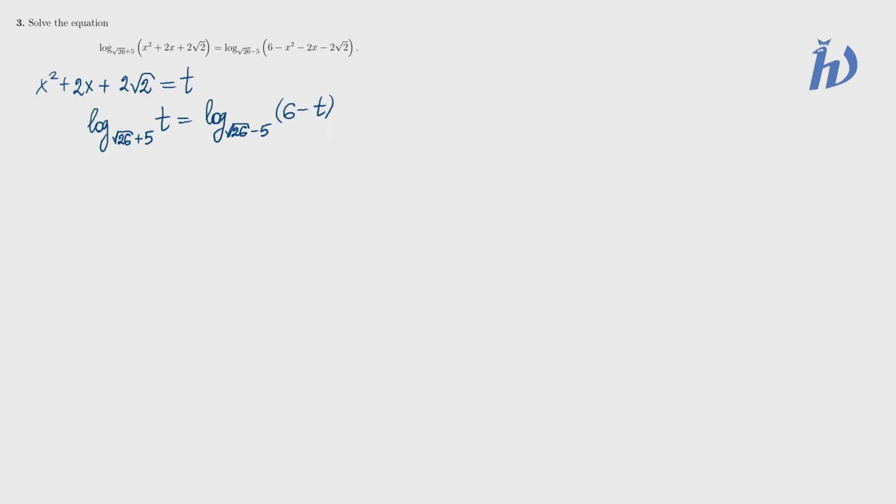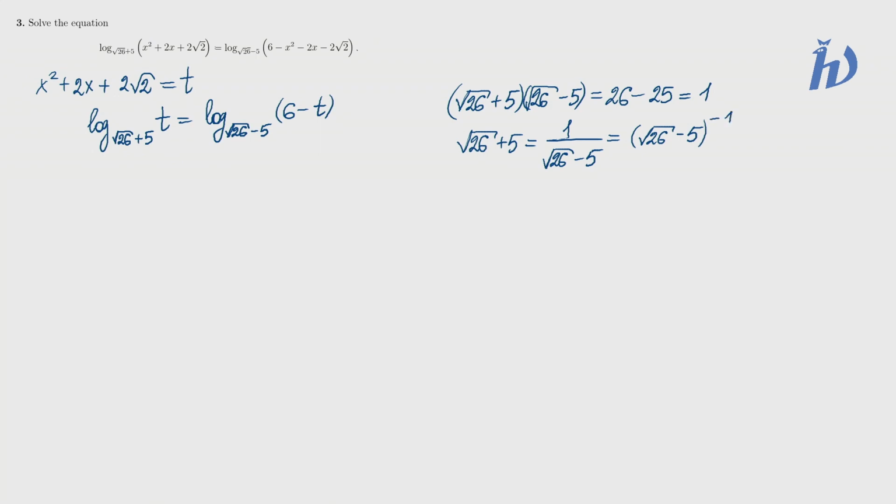Now let us look more closely at the bases of these logarithms. The base of the first is root of 26 plus 5, and the base of the second is a conjugate number, root of 26 minus 5. If we multiply two conjugate numbers by each other, we can use the difference of squares, and I guess it is not a mere coincidence that we have a result of 1. Having this 1 as a result allows us to write that root of 26 plus 5 is just 1 divided by root of 26 minus 5. Alternatively, it can be rewritten as root of 26 minus 5 to the power of -1.